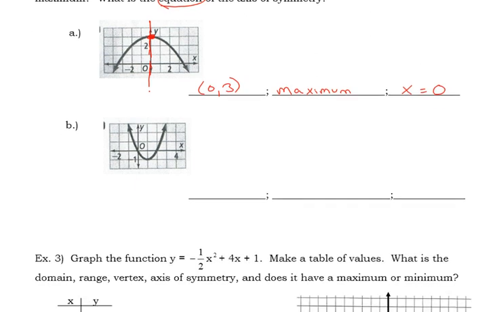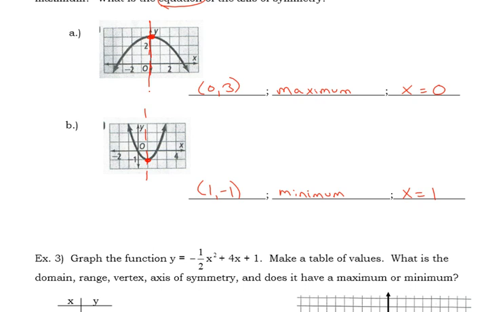In B, taking a look at the vertex, it is the point where the parabola turns, and that's the point (1, -1). This is a smiling parabola, so I have a minimum value. The parabola doesn't go any smaller than that vertex. And the axis of symmetry is the line, again, that cuts the parabola in half. And this is going through the x-axis at 1. So x = 1 is the equation for the axis of symmetry.